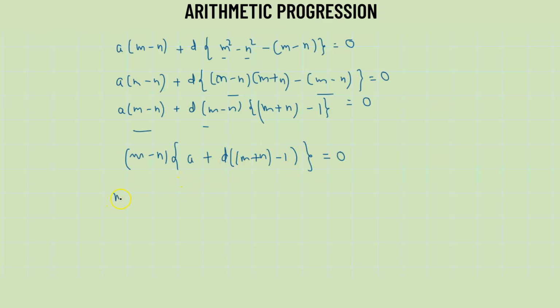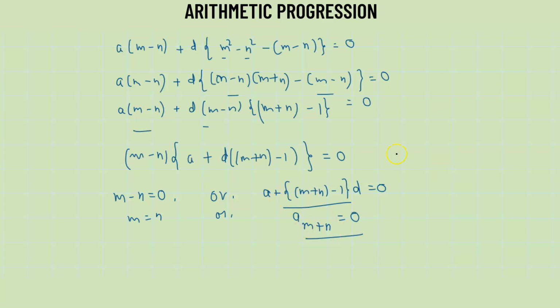So this would mean that either m minus n equals 0 or a plus m plus n minus 1 times the common difference d equals 0. So this gives us m equals n, or, so here this is actually nothing but the m plus nth term. So this is equal to 0, and this is what we have to show, that whenever m times the mth term is equal to n times the nth term, this would simply mean that our m plus nth term is equal to 0.